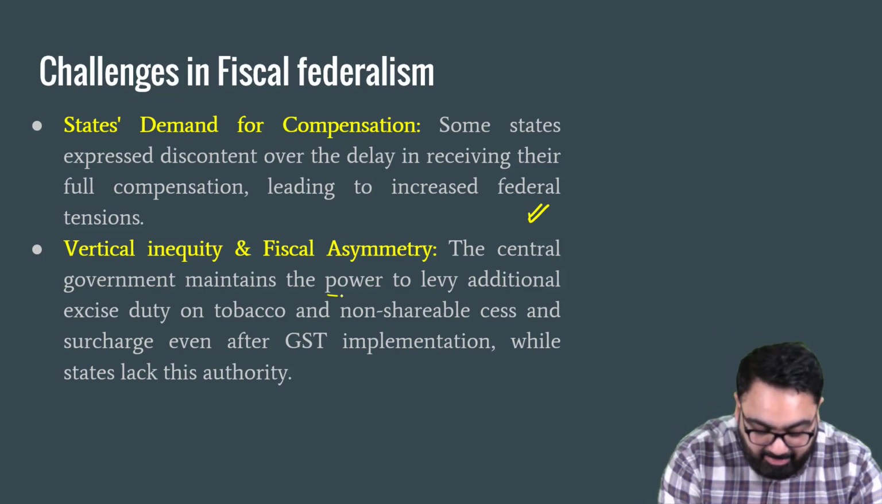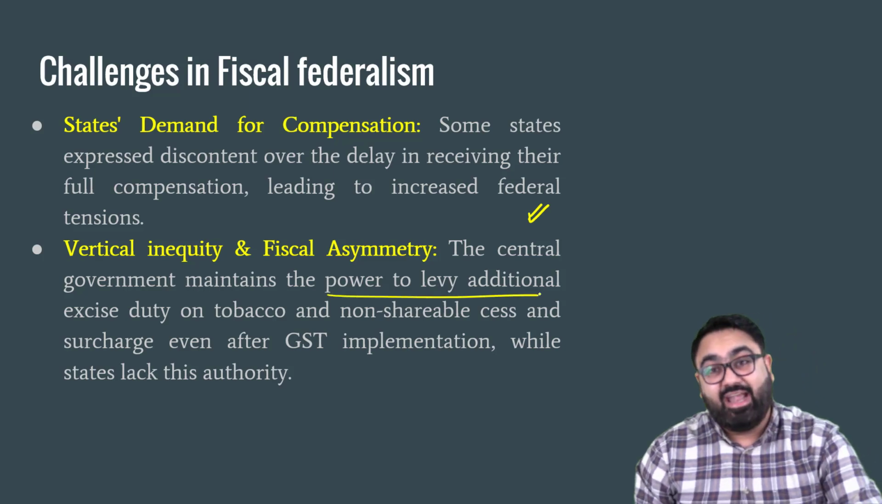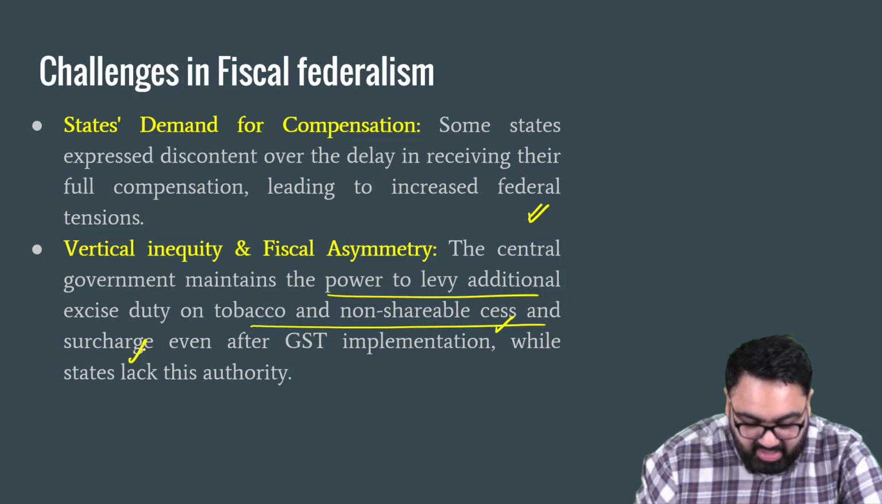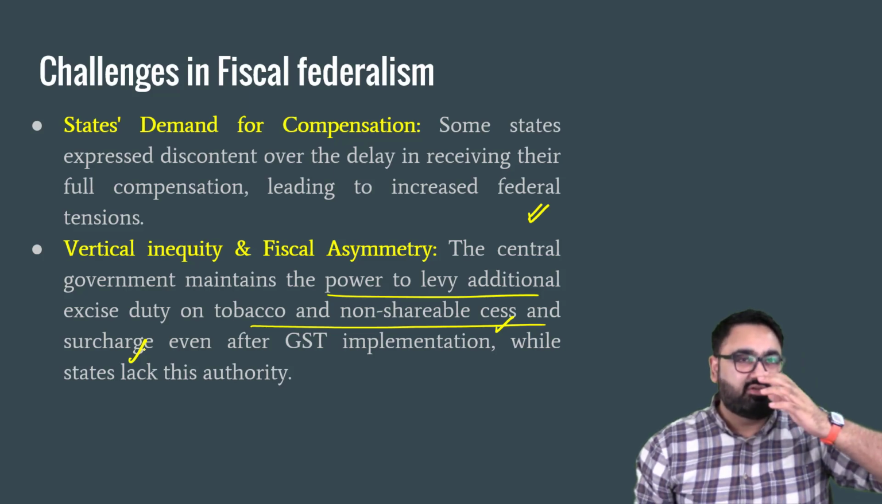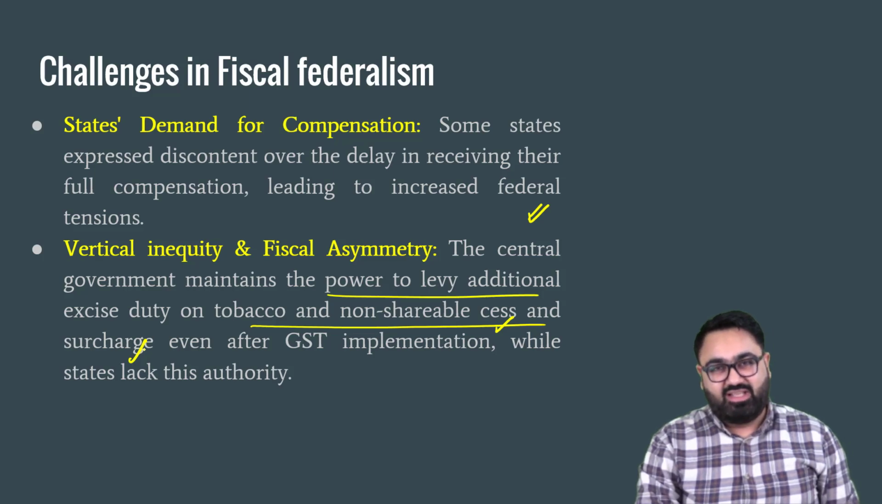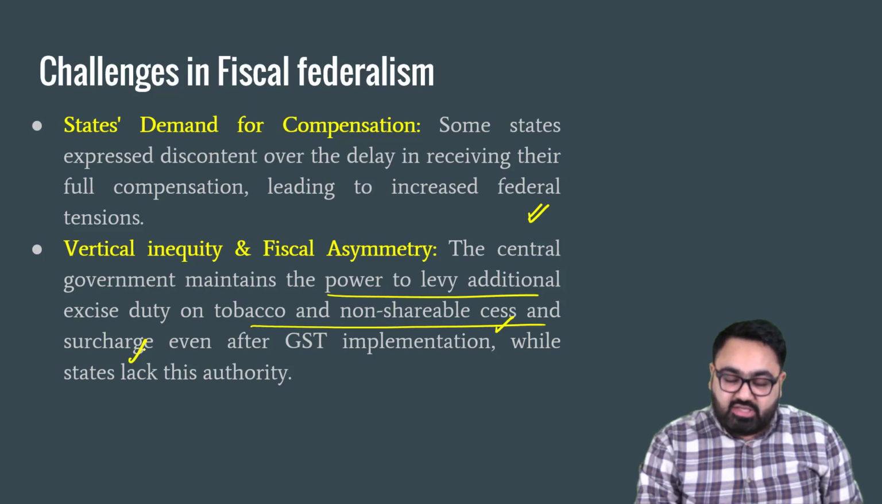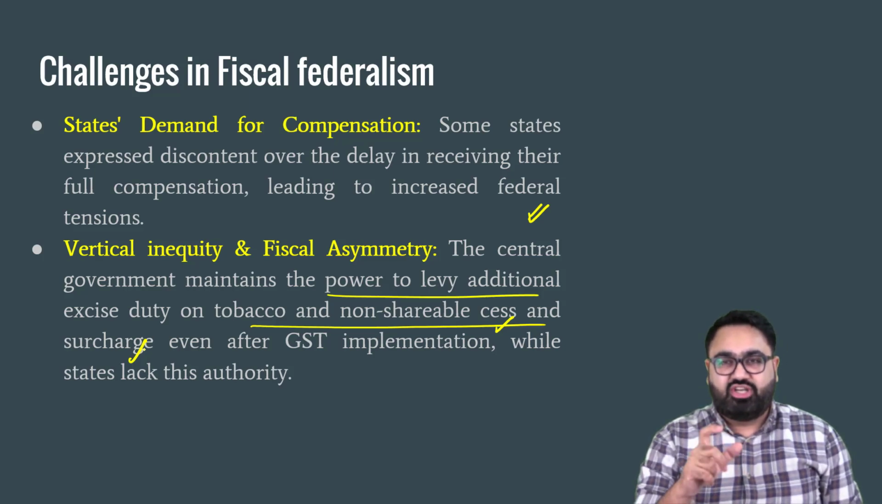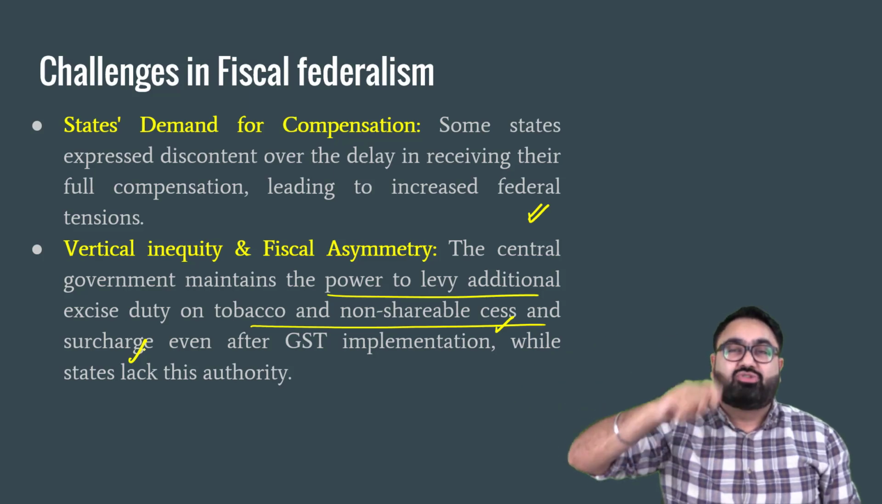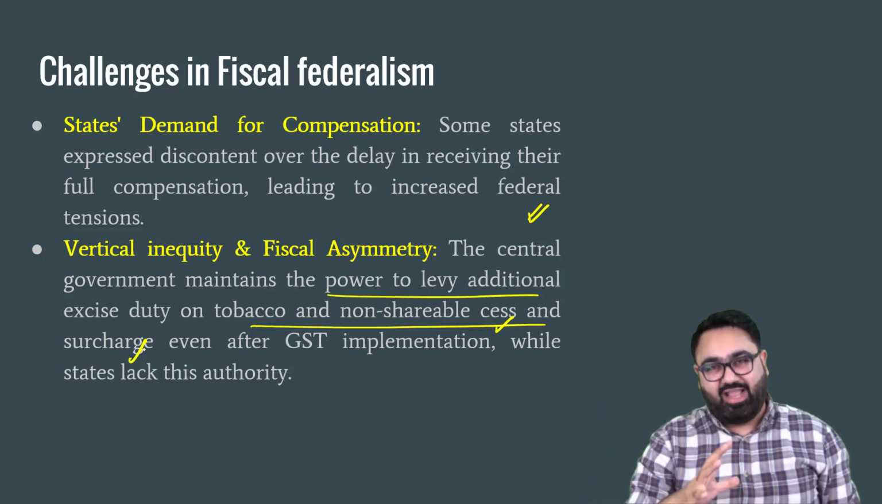Also, central government maintains the power to levy additional taxes such as excise on tobacco, and cess and surcharge. Cess and surcharge are those forms of taxation that are not shared with the states. Remember, when the Finance Commission advises the central government that you should share X part of your revenue with the states, that does not include cess and surcharge, that only includes the taxes.